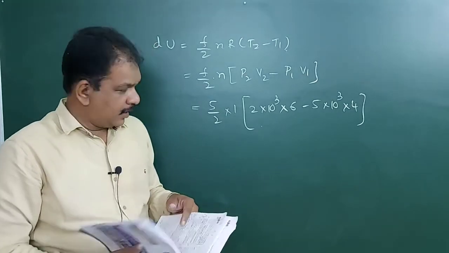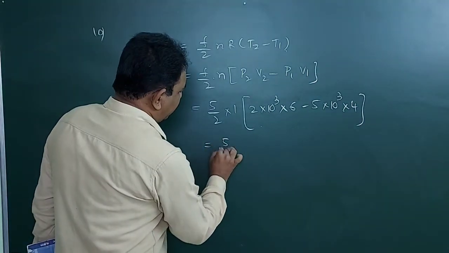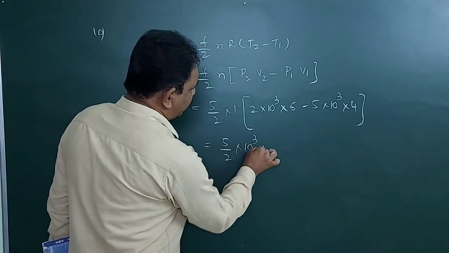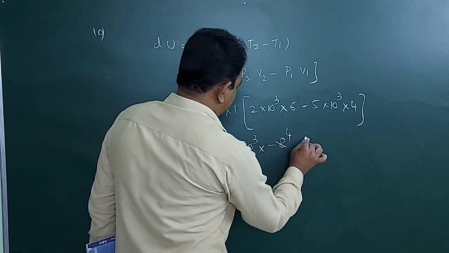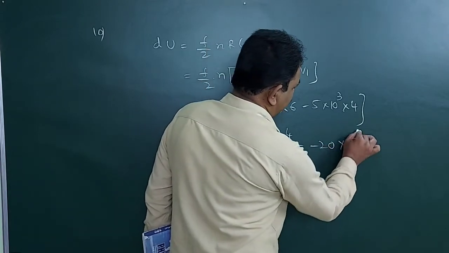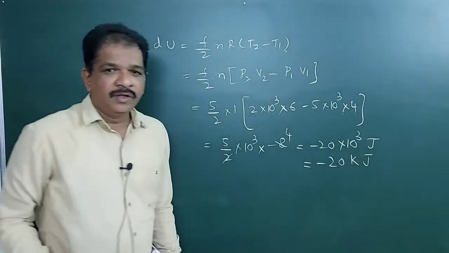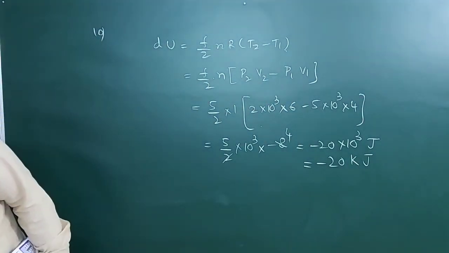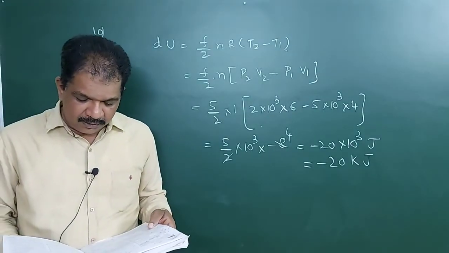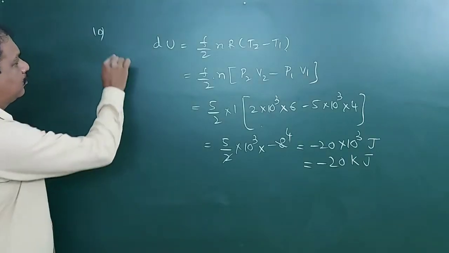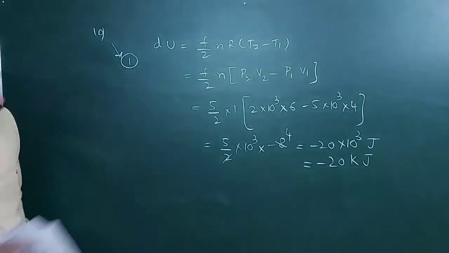Then how much we will get this one? 5 by 2, 10 cube you take it out. This is 12 minus 20, which is minus 8. 5 fourths will cancel. So minus 20 into 10 cube joules. This value is minus 20 kilojoules. Okay. So 10th question, it will be first option. Okay. Next, see the 11th question.